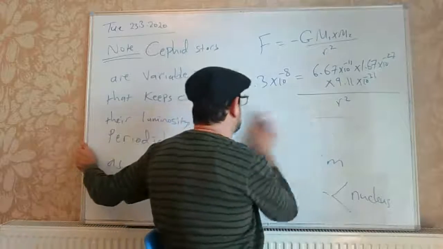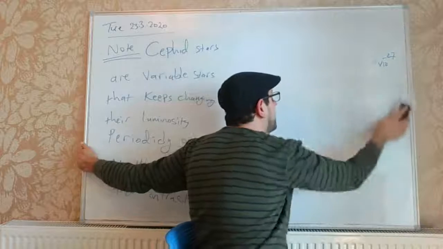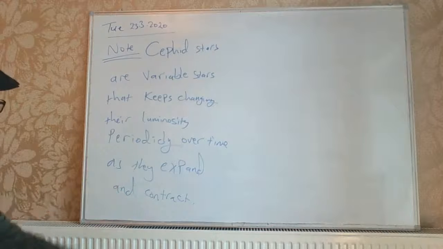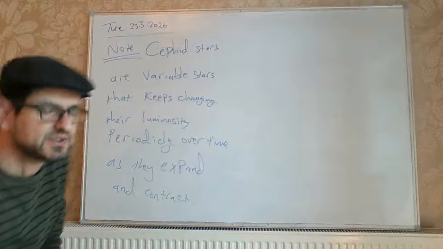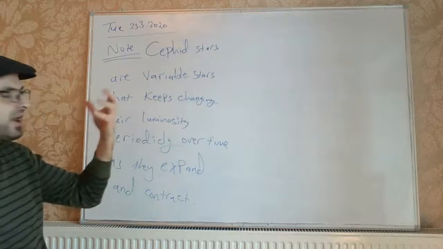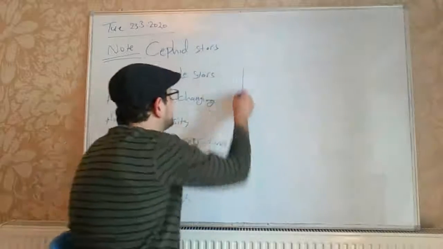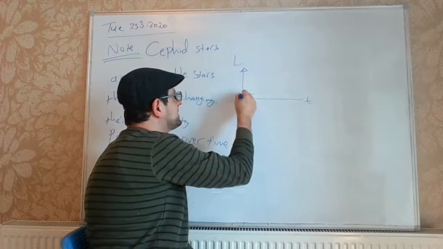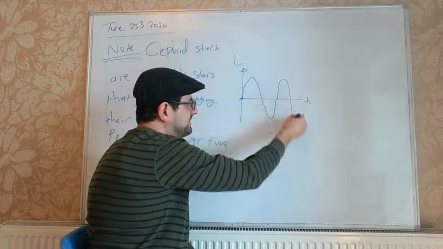Wait a second, let me erase this part. Okay. So there are some stars, we call them Cepheid stars. They are variable stars. What do we mean by variable stars? If you are looking at them, their luminosity is not constant. Their luminosity changes with time. Sometimes luminosity has a certain value, then it peaks, then it goes back to normal, then it gets very low. But of course not negative, not necessarily negative.